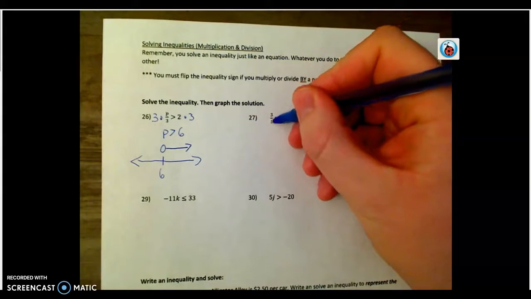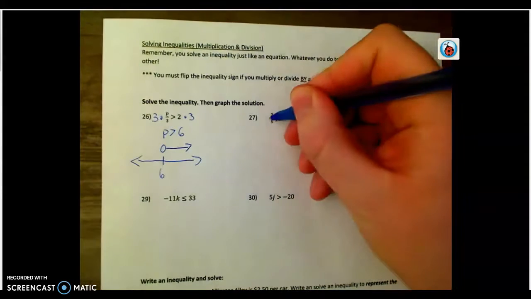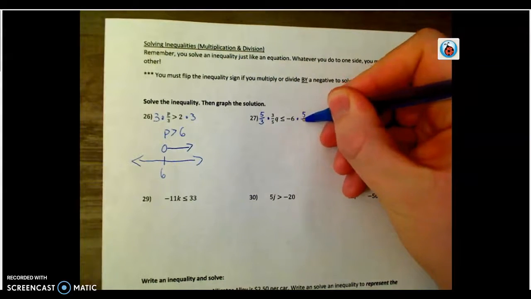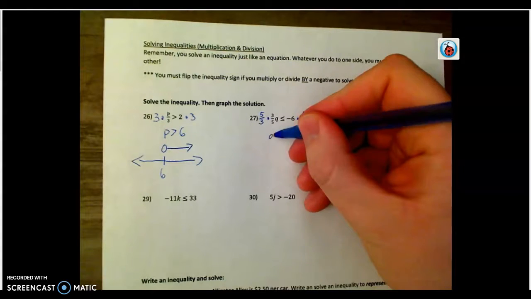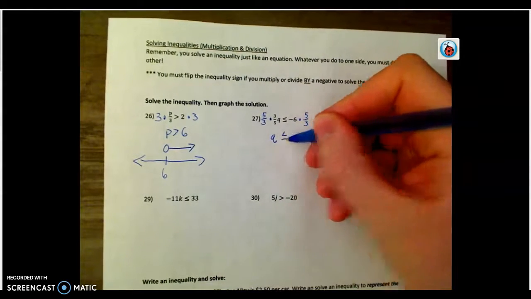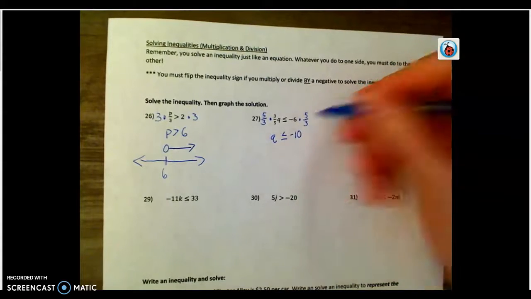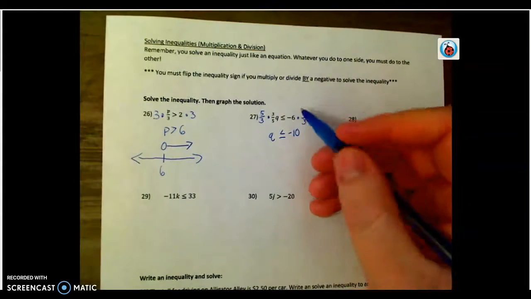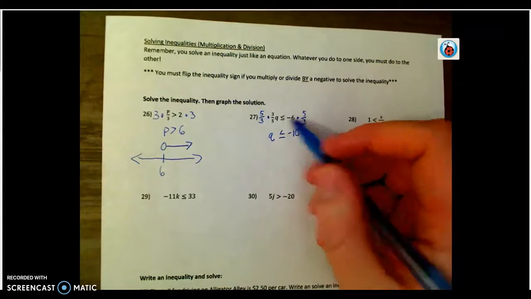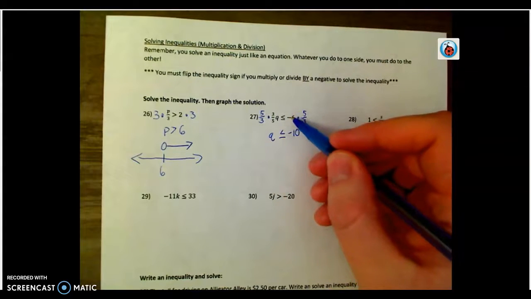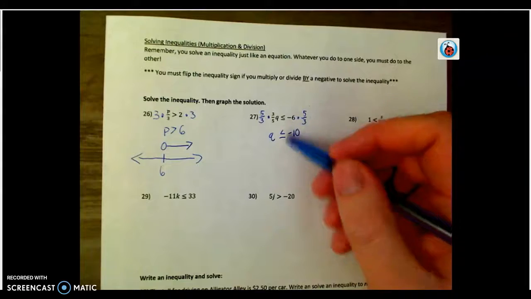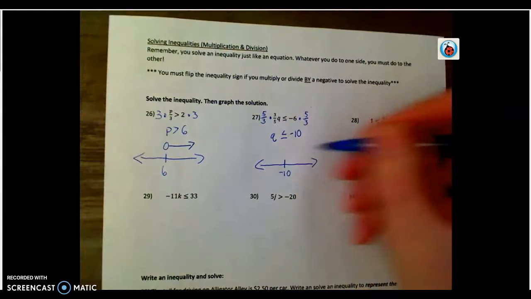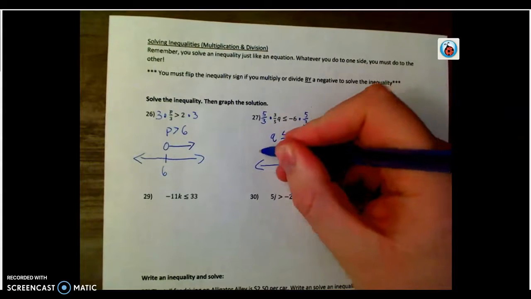Number 27, since we have a fraction in front of our variable, we know we need to multiply by the reciprocal, which is 5/3. Doing so leaves us with q is less than or equal to negative 10. You can just use your calculator for that. That's how I would do that. I don't flip the sign because I'm multiplying by a positive number. Even though there is a negative involved, I'm multiplying by a positive number, so the sign doesn't flip. Number line would have a boundary point at negative 10, an open circle shaded to the left.